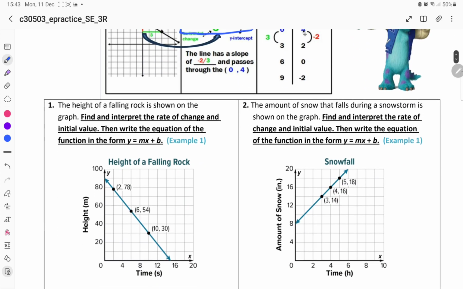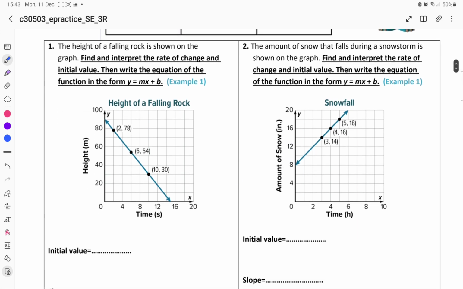Bismillah. The height of a falling rock is shown on the graph. This is the height of the falling rock. Find and interpret the rate of change, which is the slope, and the initial value, which is the y-intercept. Then write the equation of the function in the form y equals mx plus b.